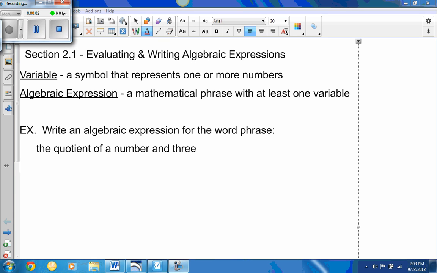Hello, 7th graders. Your video for tomorrow is going to be on section 2.1 out of the book, which is evaluating and writing algebraic expressions.